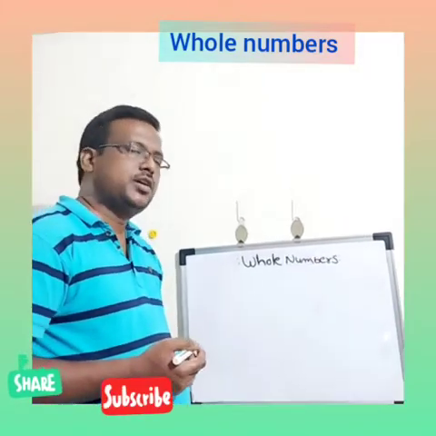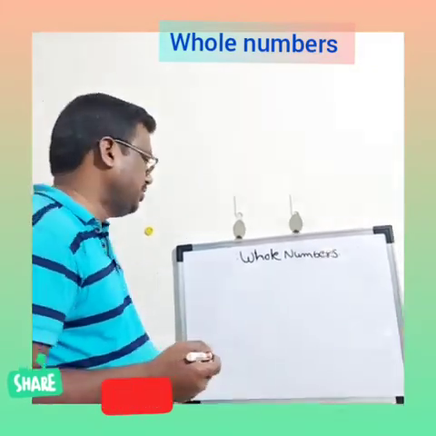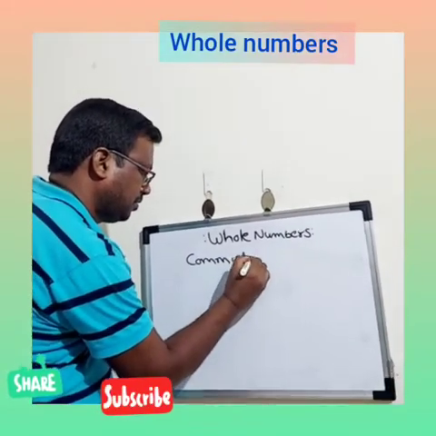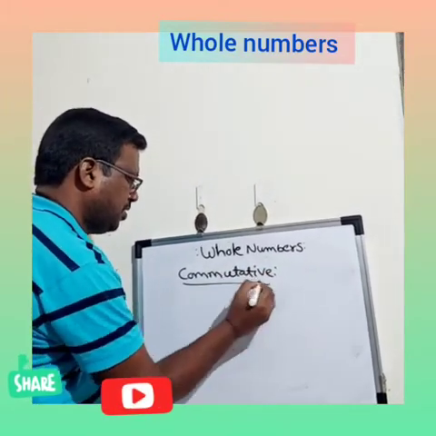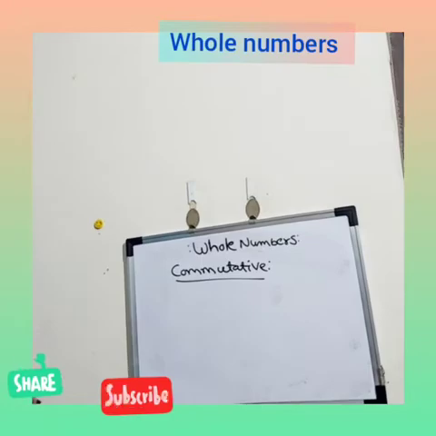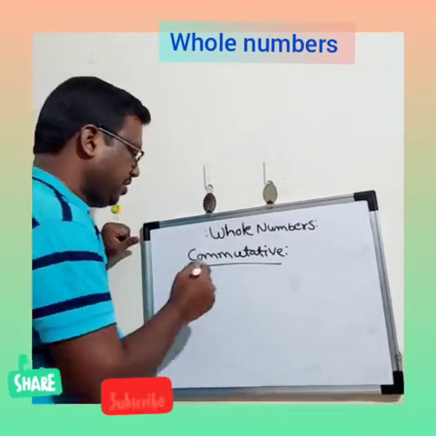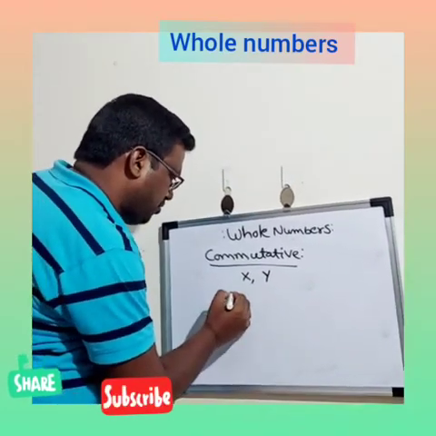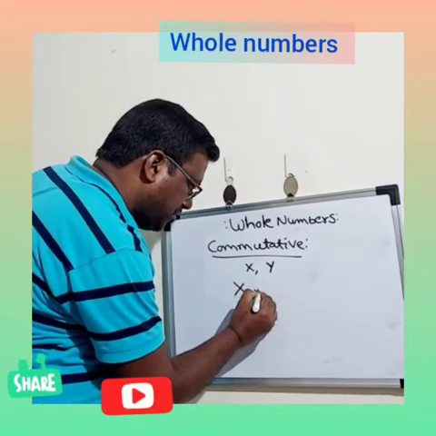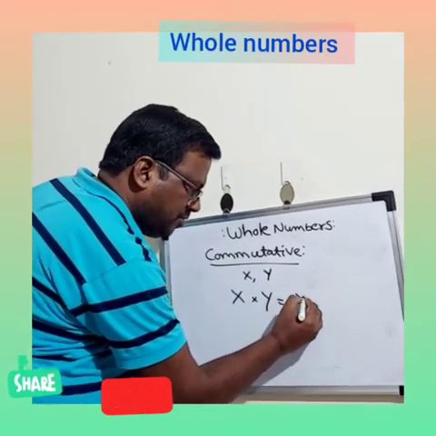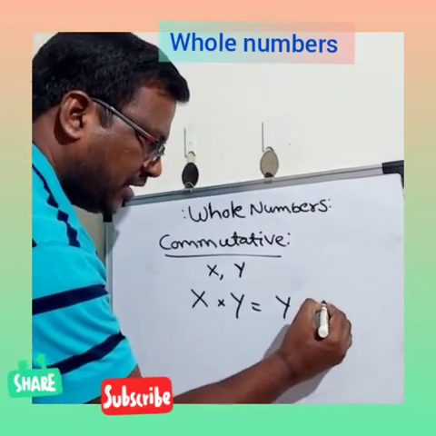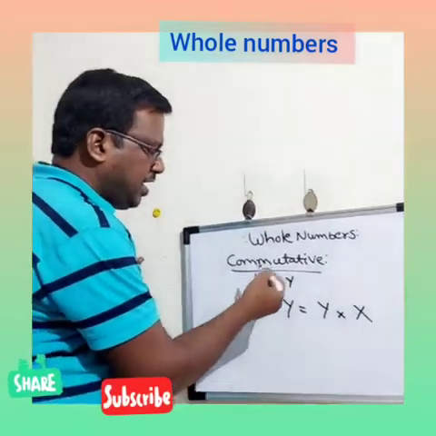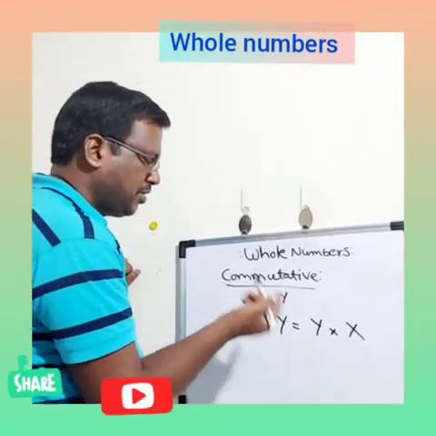Now we will discuss the commutative property of whole numbers with respect to multiplication. It is similar to the addition logic which we discussed, but here the operation is changed. For example, x and y are two whole numbers. When you multiply x into y, and similarly if you multiply in reverse, y into x, the result will be a whole number. That means when you multiply any two whole numbers in any sequence, the result will be the same.